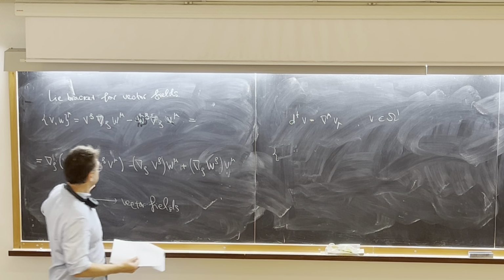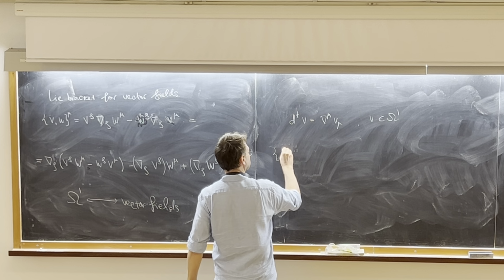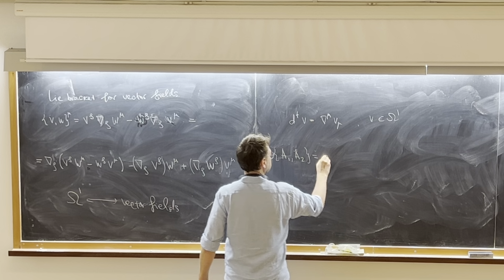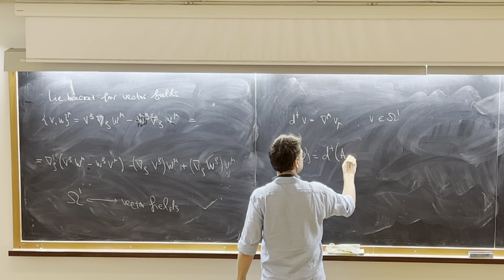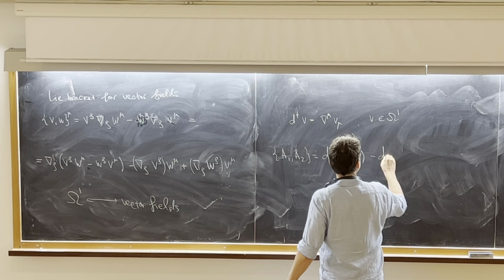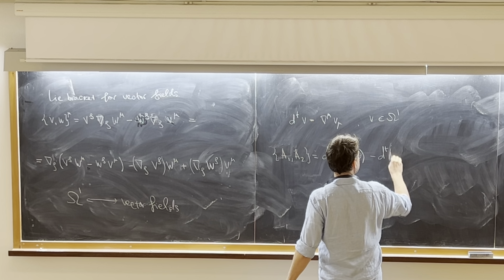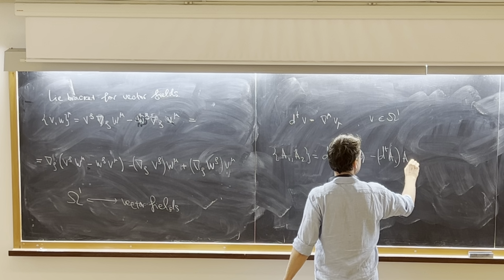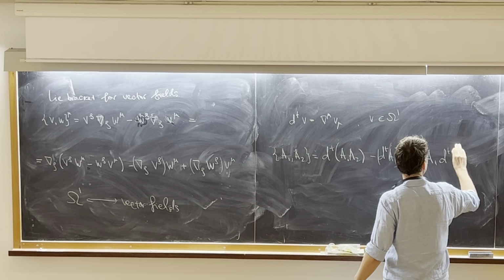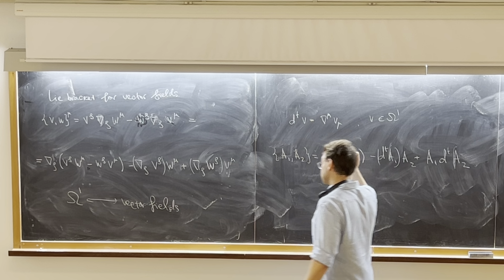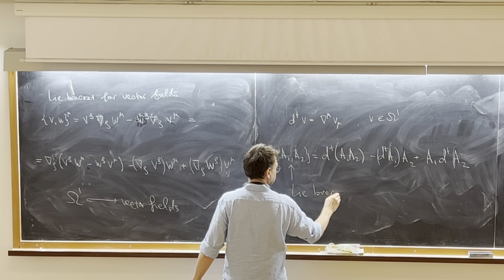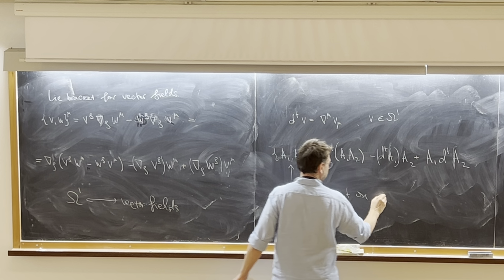If you stare at this, I will write A1, A2: d dagger of A1 A2, minus d dagger of A1 A2, plus A1 d dagger of A2. So this is a Lie bracket on differential forms.